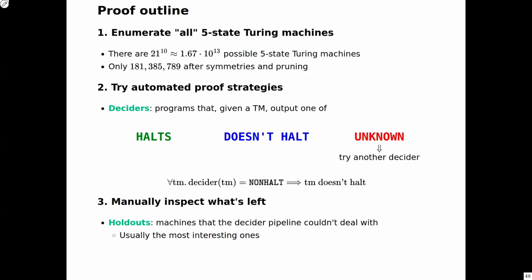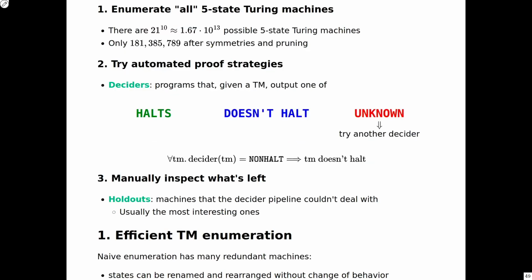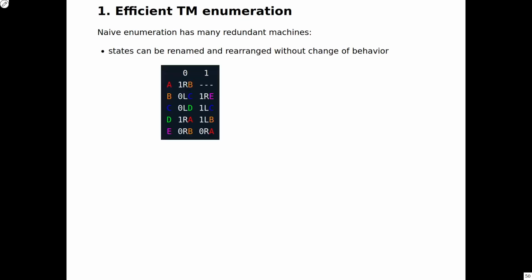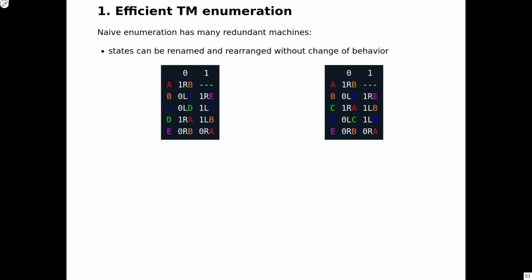Okay, so let's look a bit closer at each of these 3 parts. First, we have the Turing machine enumeration. This solves 2 problems. Firstly, you can have equivalent Turing machines by just renaming the states. For example, here I swapped C and D. So here it goes to C, here it goes to D, and this is clearly going to behave the same. You can formally prove this, it is basically an isomorphism.